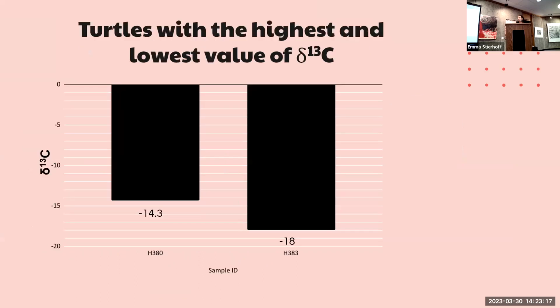The turtles here were the turtles with the highest and lowest values found of delta 13 carbon. As you can see, turtle H80 had the highest value, which came from Richardson's Ocean Park, while the turtle with the lowest value came from Richardson's and had a negative 18.0.